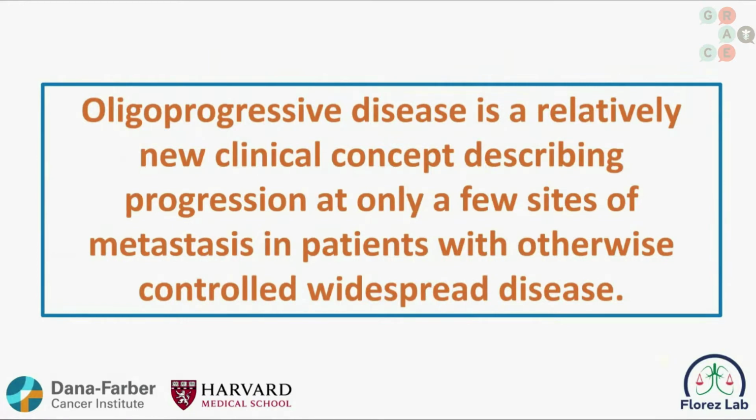And this is a relatively new concept, because before, we saw disease progression as black or white. It was disease progression or no disease progression. But now we have this middle point called oligoprogressive disease, which is disease growing in a few sites of metastasis in a patient that otherwise has stage 4 or widespread disease.